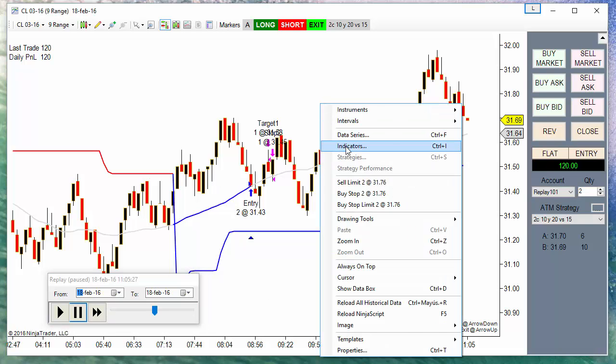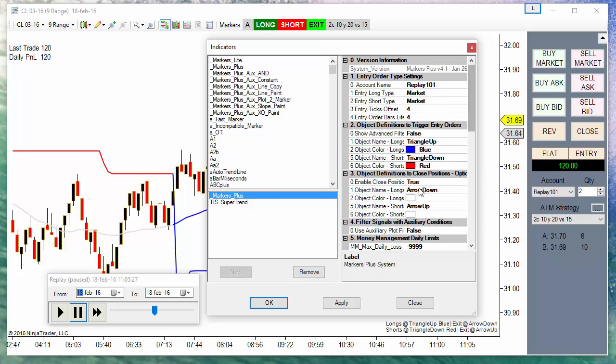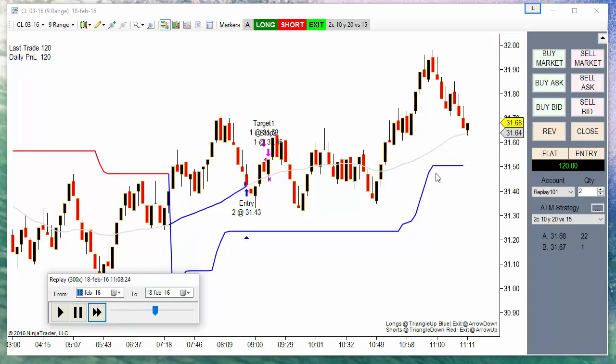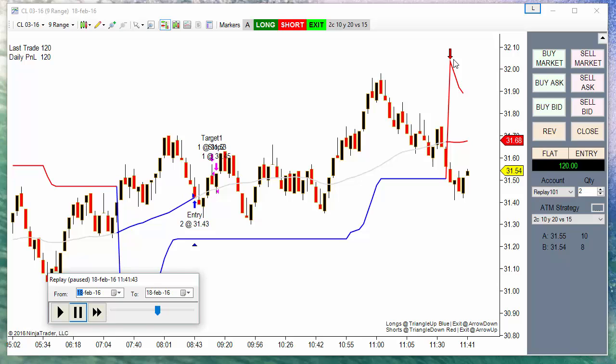For those cases we have the setting to close the position when a trend change happens. So we close a long on an arrow down, or we close a short on an arrow up. So if we are still long, when Supertrend changes the trend on this red arrow, we close the long. So we buy triangles, we close longs on red arrows.